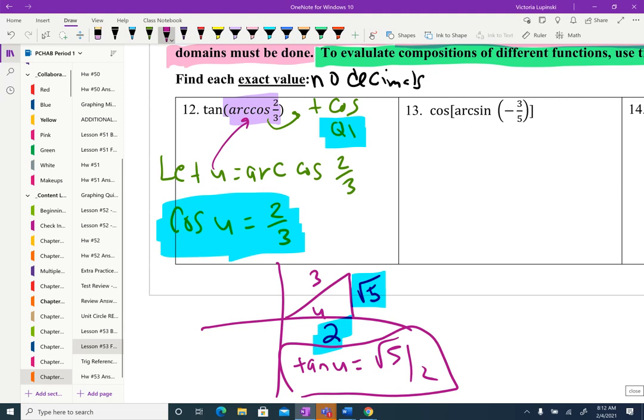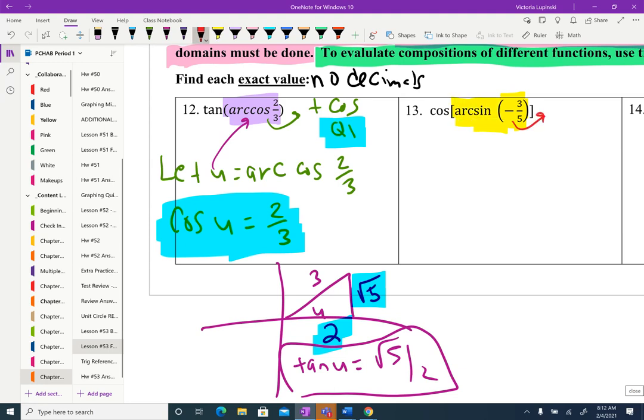I think you probably will like these better because they're more familiar, but certainly you'd have to tell me. And you're going to do a similar set of steps no matter what the question is. So here in number 13, look at the inside. So this is the arc sine of -3/5.